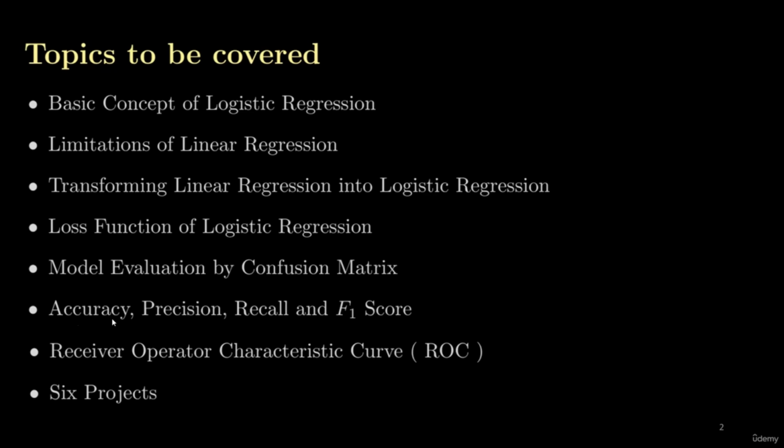After learning how to create the confusion matrix, we will calculate four important metrics in order to evaluate the performance of logistic regression. These are accuracy, precision, recall, and F1 score. By using these four metrics, we will evaluate the performance of our logistic regression model. Then we will learn about the receiver operator characteristic curve, in short known as ROC. This is going to be our fifth metric, after accuracy, precision, recall, and F1 score, in order to evaluate the performance of logistic regression.